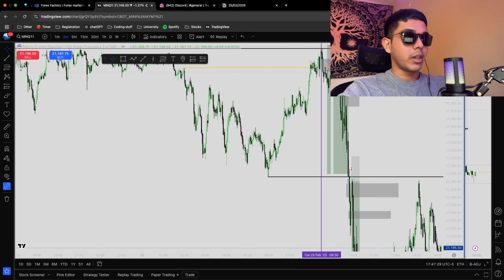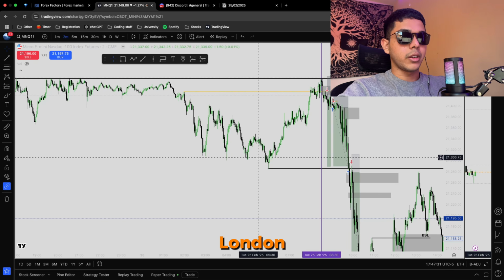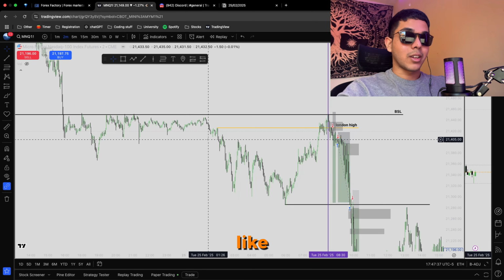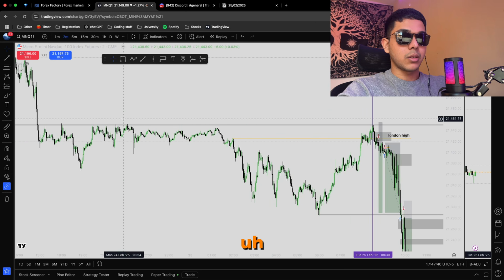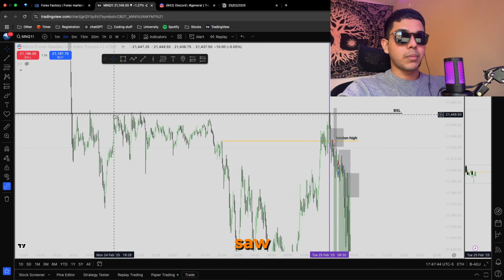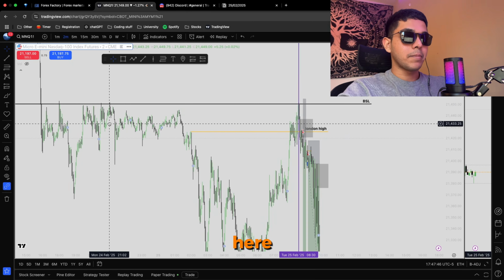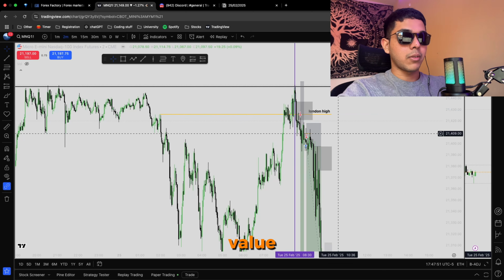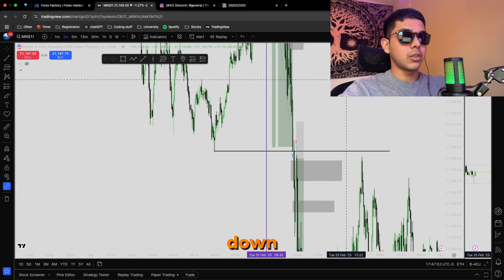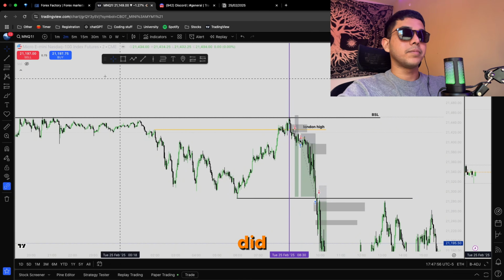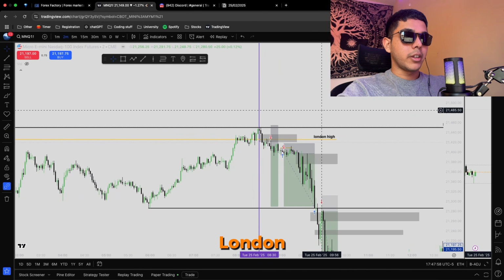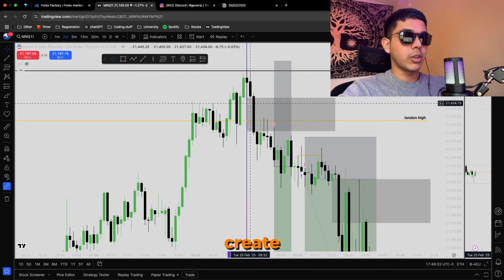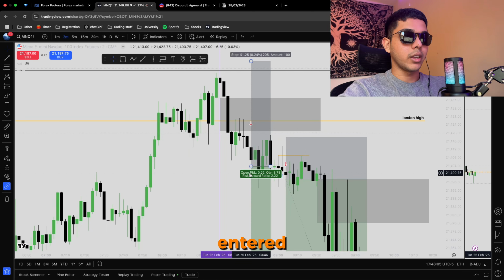Before I start trading at 8:30, I marked out the London highs, and this was the London low. Price pretty much did a textbook move for me, because I saw the buy side liquidity was over here, and what I expected was price to come up, create a fair value gap somewhere here and continue down, which is exactly what price did. Around the London high, I was looking at this area, and then it created this first fair value gap, which is where I entered off of.